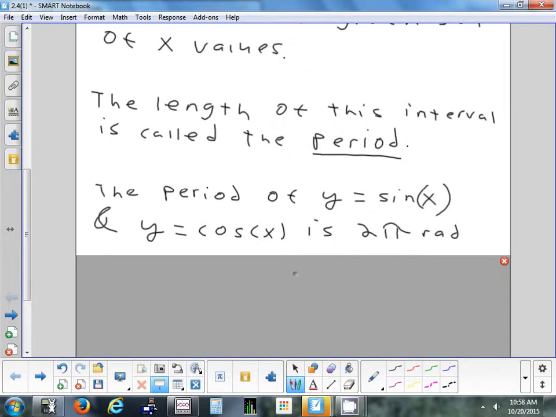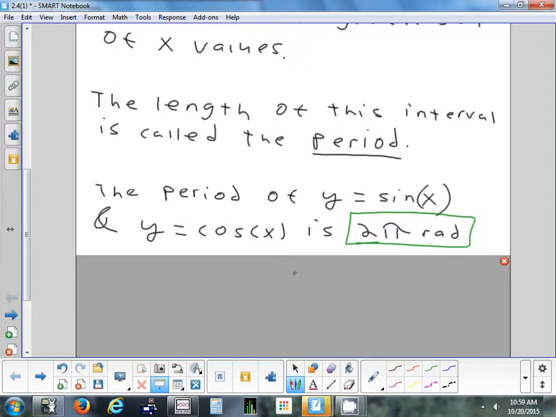If you don't mess with the graph at all, you just type this in, this basic graph, that's the period: 2 pi radians. What is 2 pi in degrees? Pi is 180. So 360. This is 360.